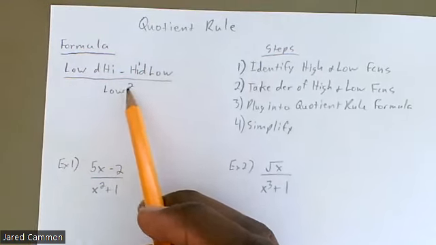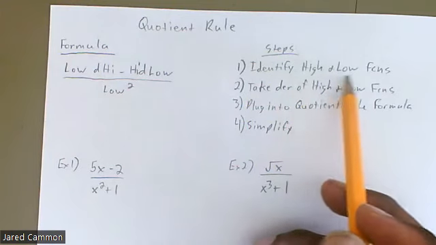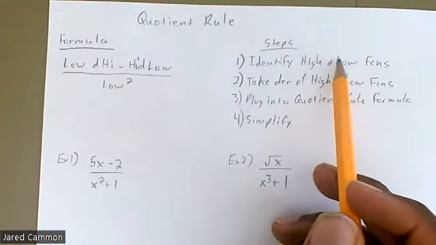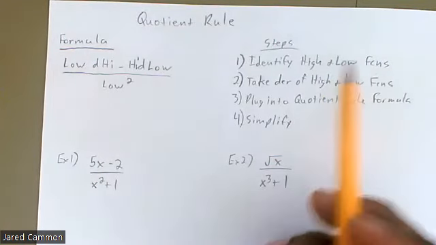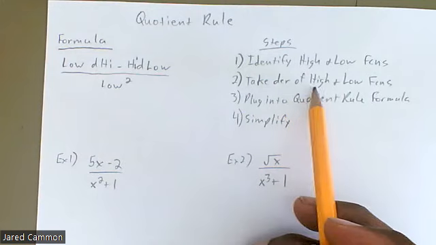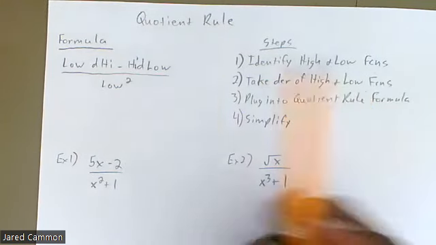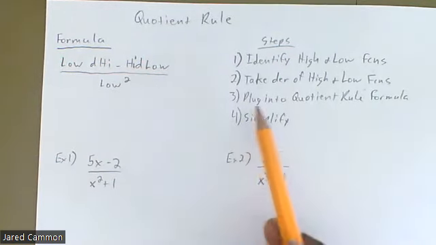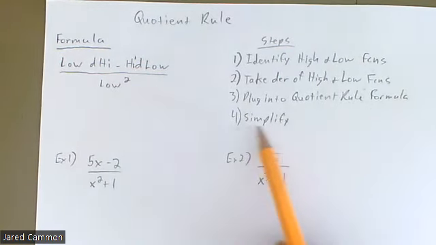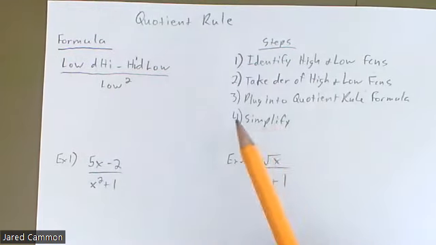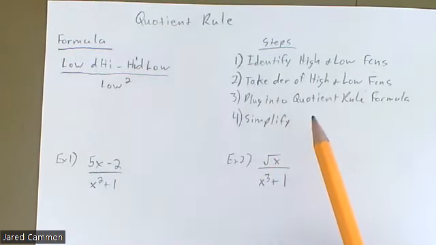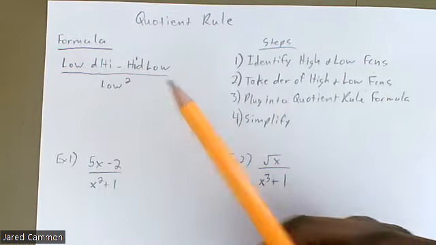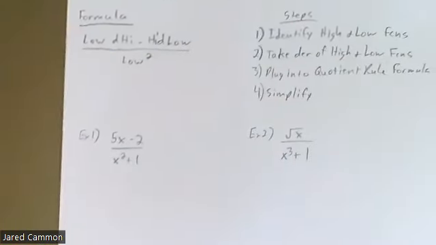And then you divide that by the low expression squared. Okay. So for your steps, you have to identify the high and low functions, which is fairly easy. You just say, what expression is on the top? What expression is on the bottom? Those are the high and low functions. Then you take the derivative of the high and low functions. Once you have that, you plug it into your quotient rule formula, and then again, you simplify it. You can see how the process is very similar to product rule. You just have a different formula. That's it. So let's look at an example.